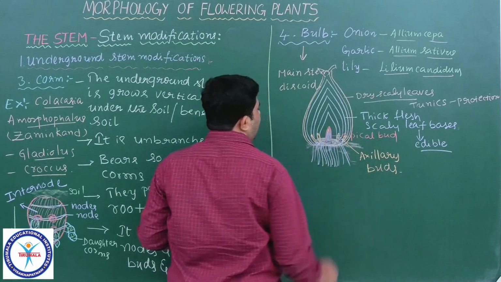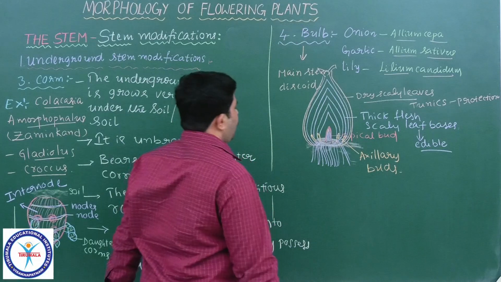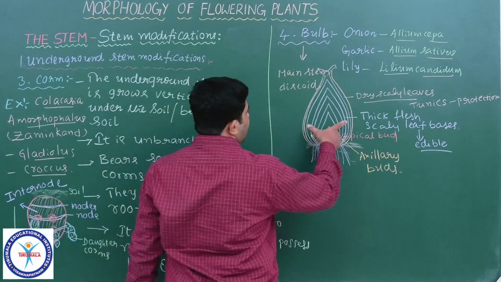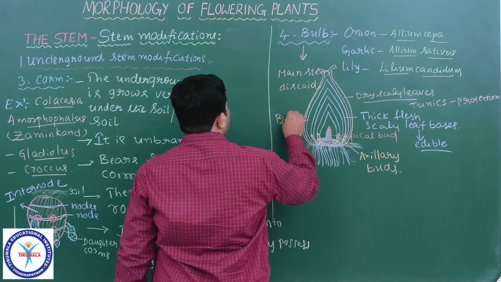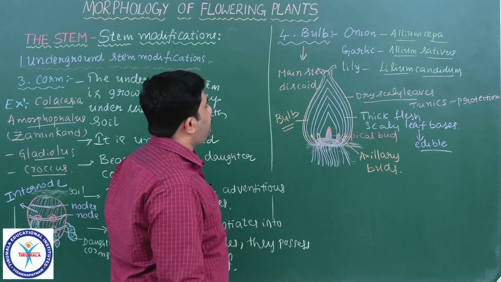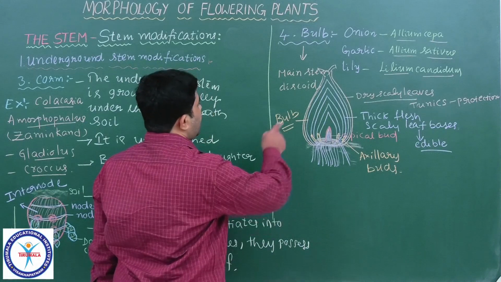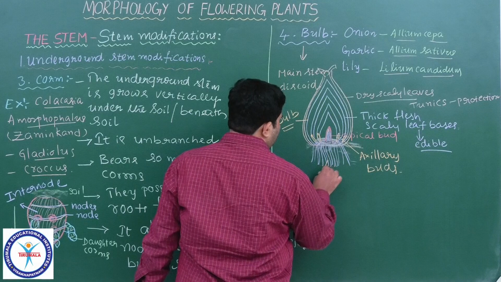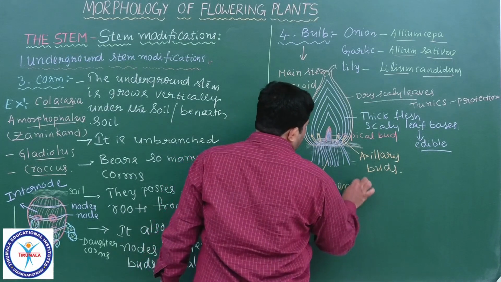This is called the apical bud, which grows towards the outside of the soil as the plant structure comes out of the soil. But due to the deposition of food, the structure looks like a bulb. So this bulb-like structure is formed from the stem portion only. The stem portion under the ground is called the underground stem. Understood?